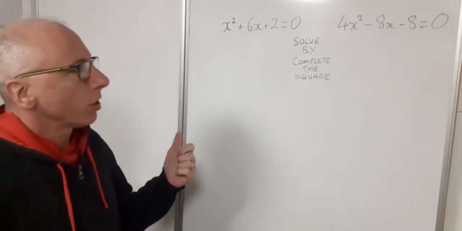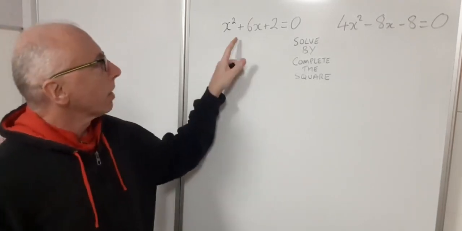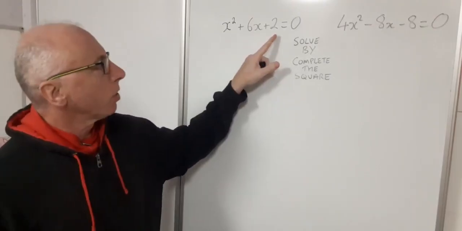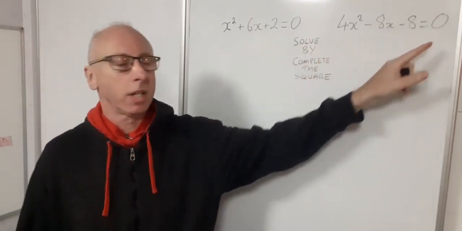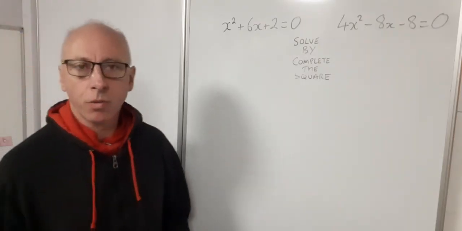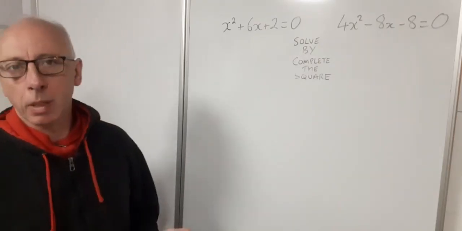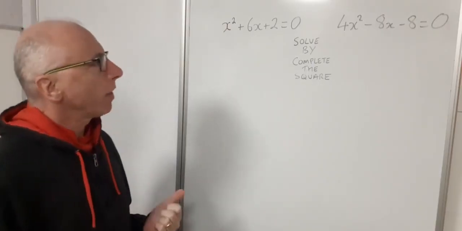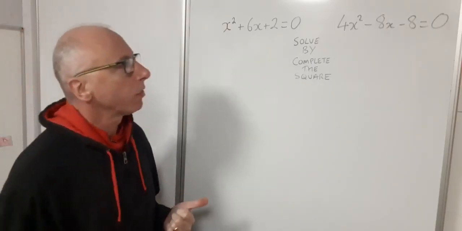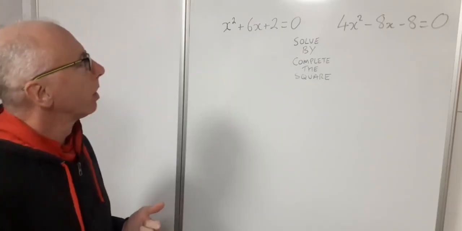So here we've got two questions with two quadratics in them. x squared plus 6x plus 2 equals 0, and 4x squared minus 8x minus 8 equals 0. And we want to solve these by the method of completing the square. So that's the technique we're going to use. We're not going to do factorisation or the quadratic formula in these two examples.